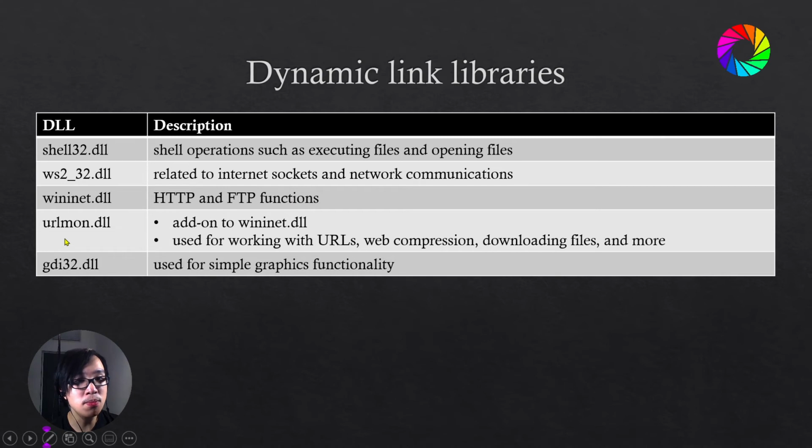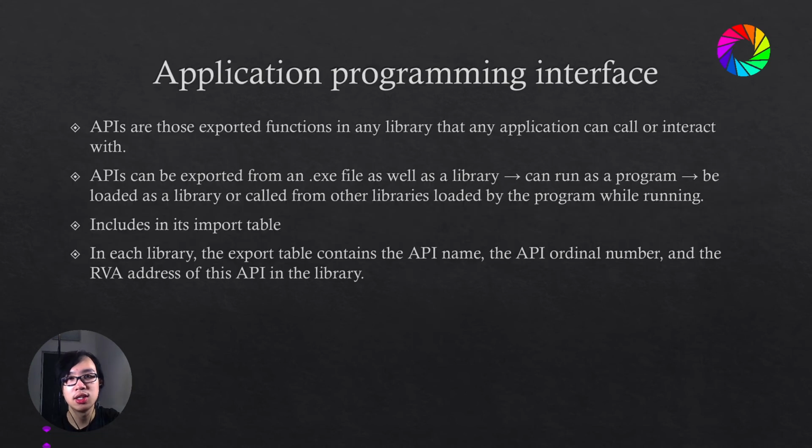Then urlmon.dll is an add-on to Wininet.dll and it is used for working with URLs, because we see URL, so it works for URLs, web compression, downloading files and more. And GDI32.dll is used for graphic functionality.